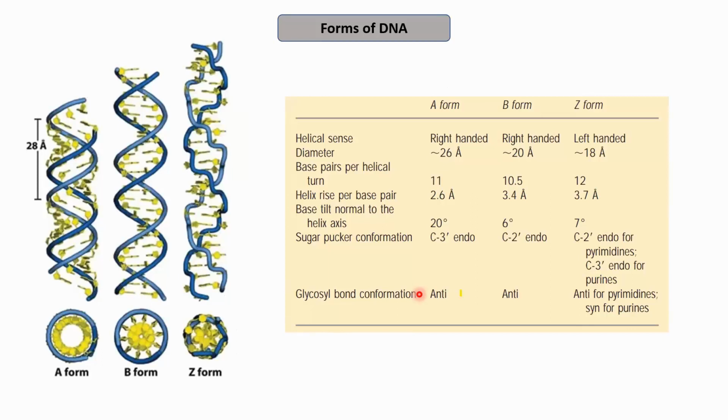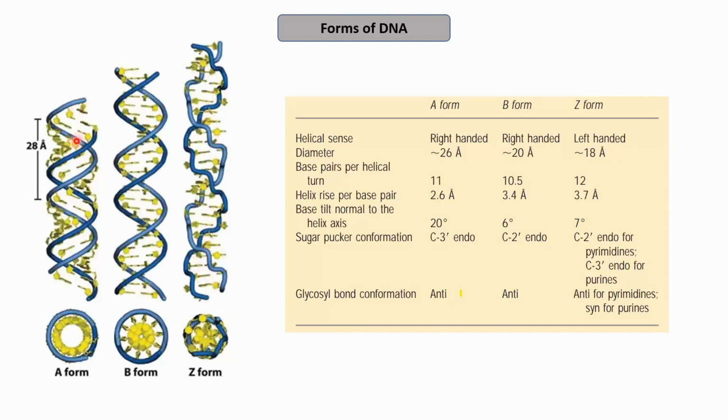For example, if I talk about the helical sense, there are different forms like A form, B form, and Z form. Both A form and B form are right-handed helical structures, while we can clearly see that the Z form is a left-handed helical structure. If I talk about the diameter, A form has the broadest diameter, around 26 angstrom, while in case of B form of DNA, it is nearly 20 angstrom, and this diameter is constant, as I mentioned, in the complete DNA molecule. And the Z form of the DNA is around 18 angstrom.